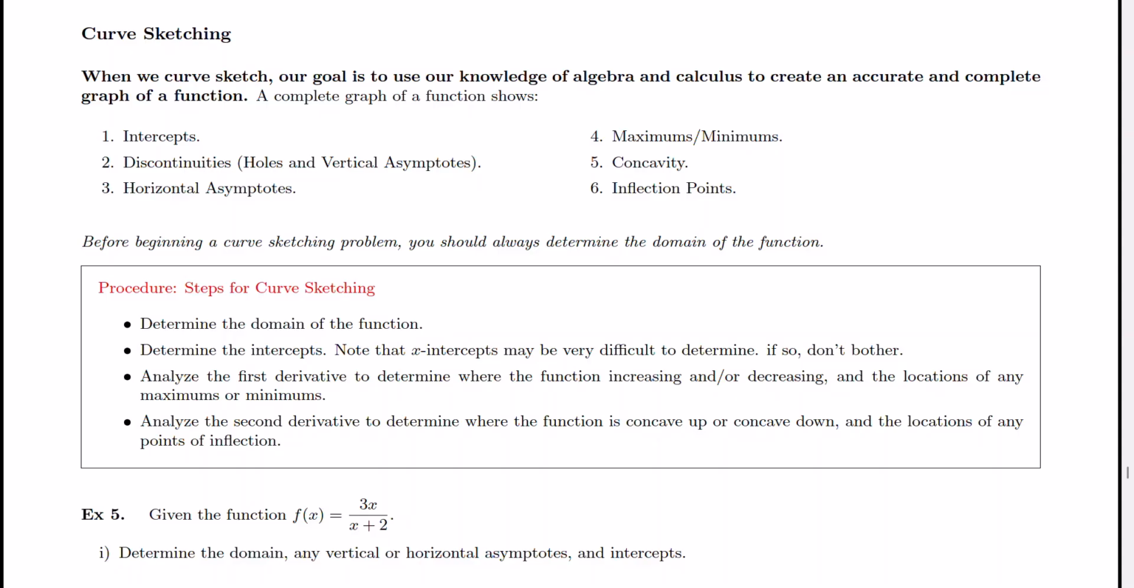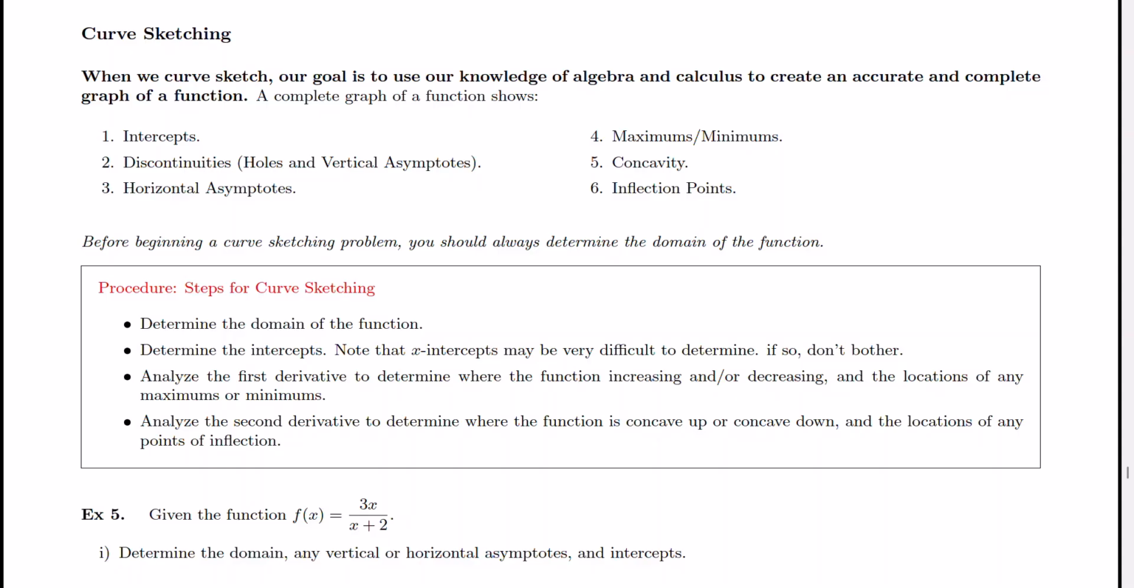Typically, before you begin sketching a problem, you should always find the domain of the function because it will help you out with a few of these goals. For instance, the vertical asymptotes, and it may tell you something about maximas and minimas. So it's usually a good idea to find the domain of the function first, then determine the intercepts. The easier option is to find the y-intercept first, because you just need to plug in 0 into the function.